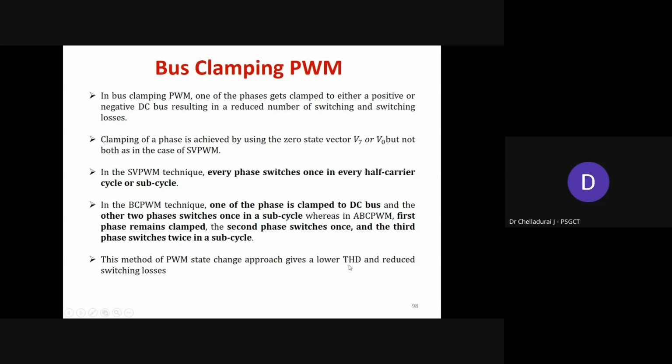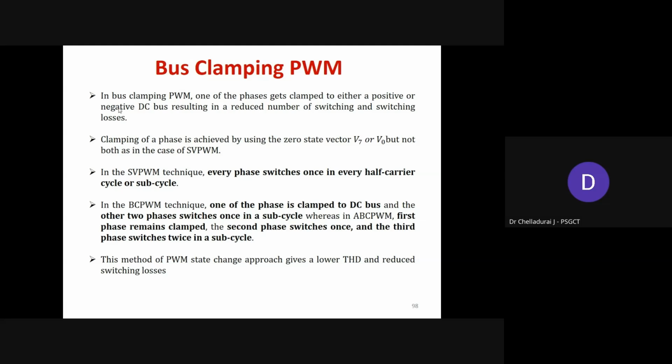In bus clamping PWM technique, here I have listed 3 different bus clamping PWM techniques. First, bus clamping PWM technique means one of the phases gets clamped to either the positive or negative DC bus, resulting in a reduced number of switchings and switching losses. That is the main objective.